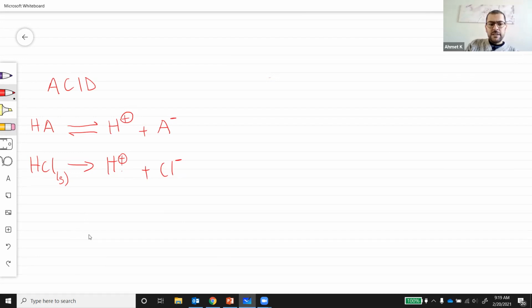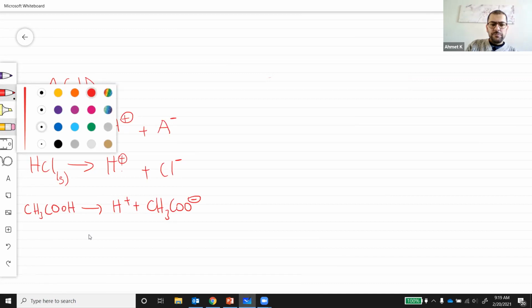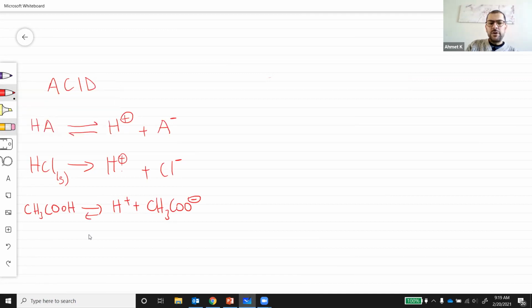So if I want to give you another example, for instance, this is acetic acid, CH3COO minus. And this is again going to give up H pluses. Now again, in some reactions, as you can see, I put a double arrow. In this reaction, I just put one arrow. In this reaction, I put a double arrow.